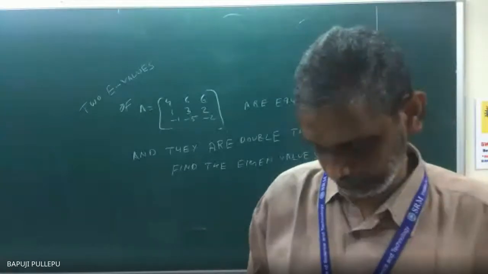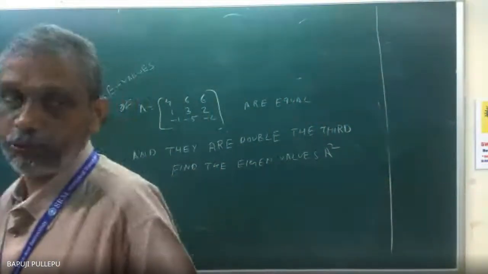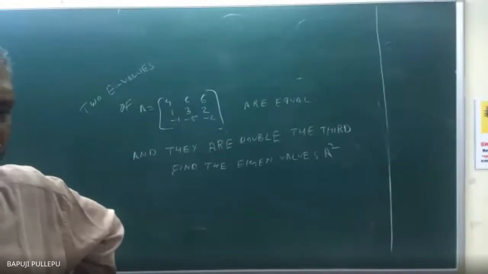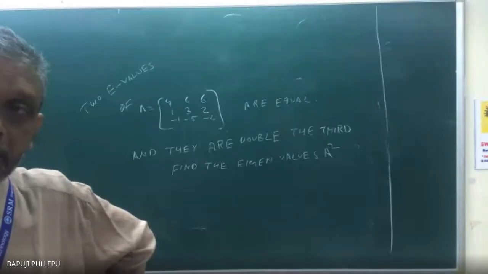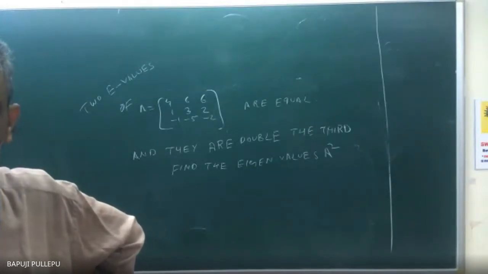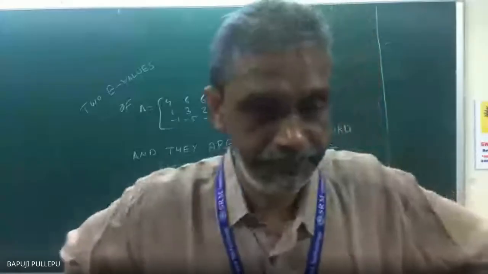How will you do it? Two eigenvalues are equal, that is double of the third. Tell me how you will write lambda 1, lambda 2, lambda 3. How will they appear first? Two eigenvalues are equal: lambda 1 equals lambda 2. Okay. And then lambda 1 equals 2 times lambda 3.